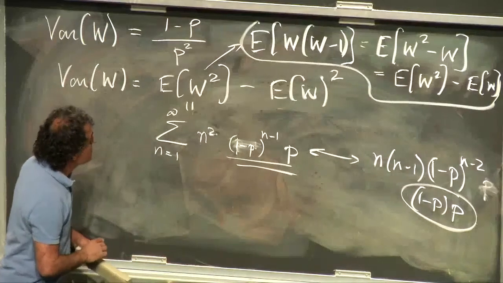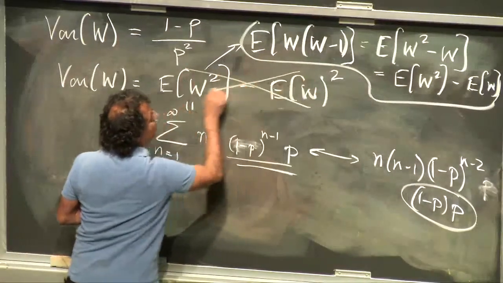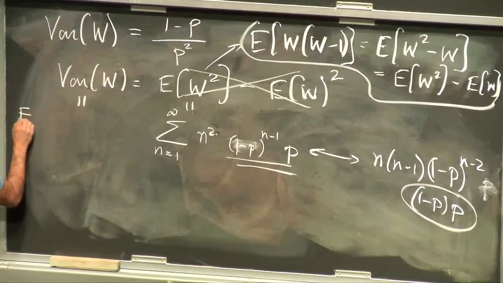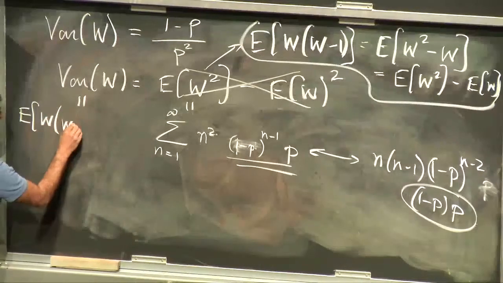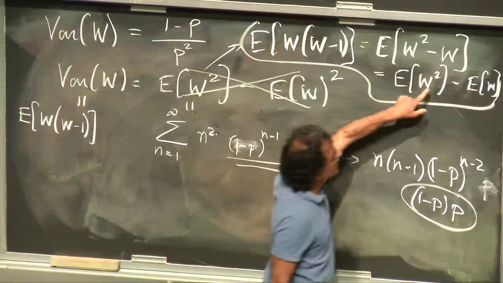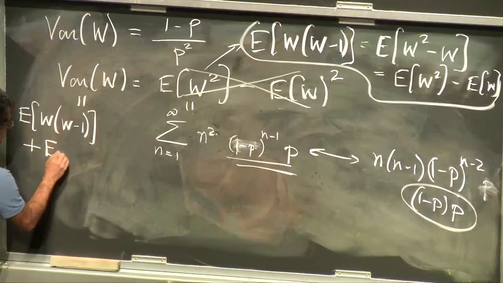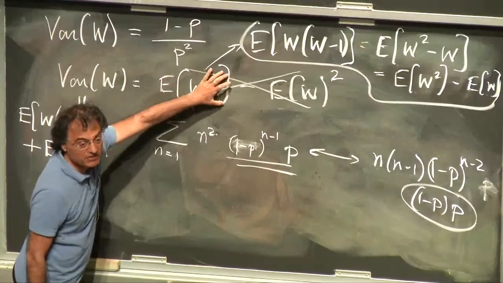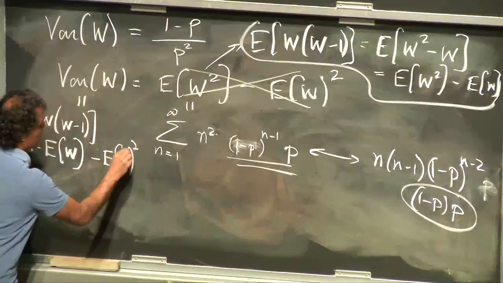And so what we do is, instead of writing this formula, we write that the variance of W is the expected value of W times (W minus 1). That's the expected value of W squared minus the expected value of W, plus the expected value of W. Okay, so now we've restored the expected value of W squared minus the expected value of W, whole thing squared.